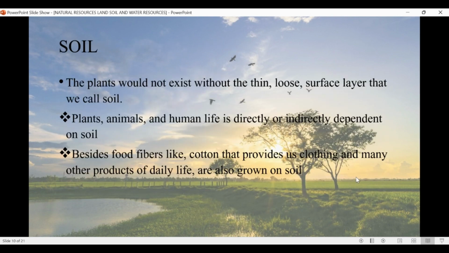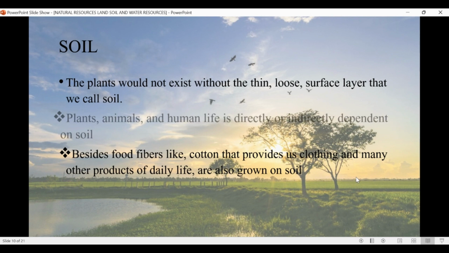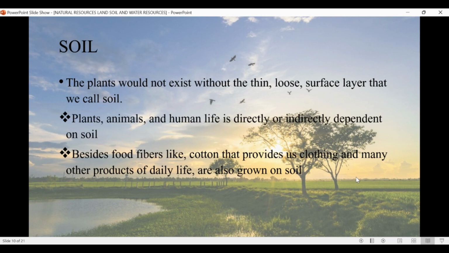Let's start with a new topic, that is soil. Of all the land resources, soil is our very prime resource. The plants that grow on land would not have existed without the thin, loose surface layer that we call soil. First point: plants, animals, and human life are directly or indirectly dependent on soil.